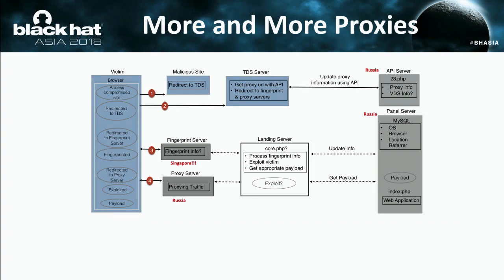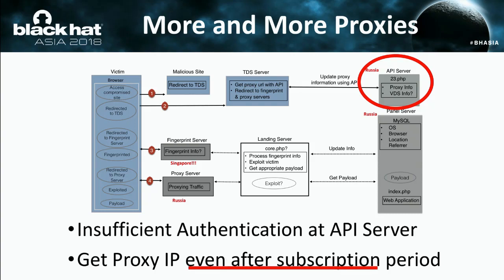So in this attack infrastructure, we found a weakness in this API server, the second weakness. The weak point is that the API server doesn't have sufficient authentication of the registered user. With this weakness, a registered user or attacker can generate a lot of proxy server IP addresses even after their subscription period. So this is the second weak point, at the authentication part of the API server.